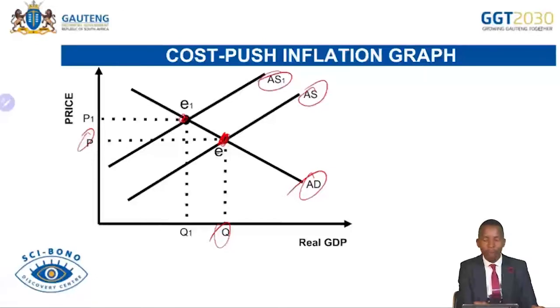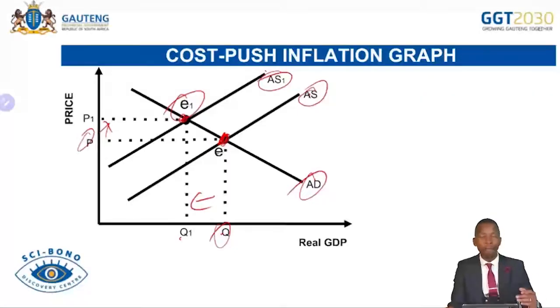As the supply declines from AS to AS1, we have the new equilibrium point, which is E1 there, where the AD intersects with what we call AS1. The quantity supplied declines from Q to Q1, and the price increases from P to P1. This is the effect of the cost push inflation happening. It mainly focuses on the supply constraints. Anything that will prohibit the supply from increasing in the market for goods and services will lead to the cost push inflation.